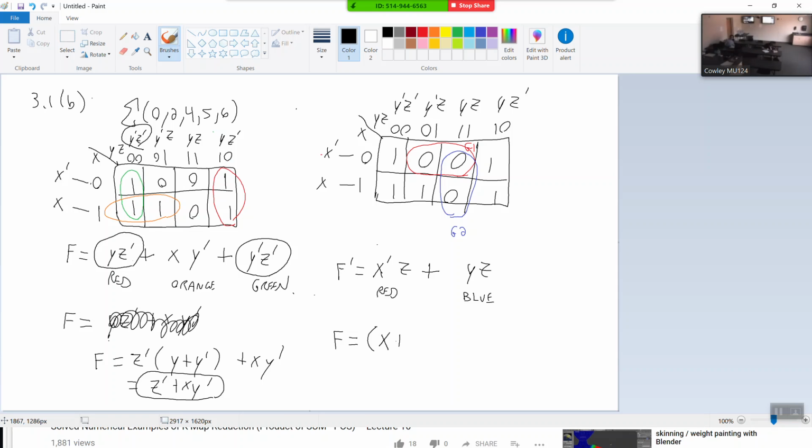X plus Z prime. Remember how the X prime here flips to the complement, X. The Z flips to the complement, Z prime. And then you change your multiplication, your and, to a plus or. And over here, what does Y become? Y prime. How about the Z?